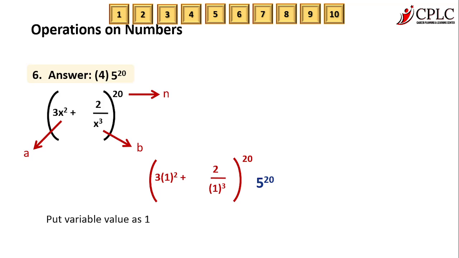So you have to remember this. In binomial expansion, if they ask you the sum of the coefficients, all you have to do is substitute the variables as 1, that means x as 1, and you get your answer straight away. So these are the three questions that can be asked when it comes to binomial expansion.